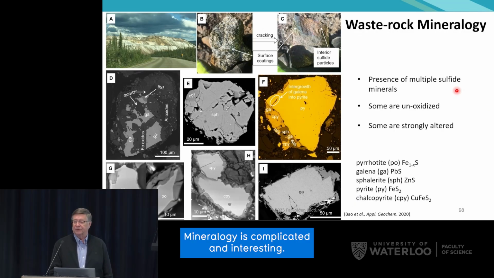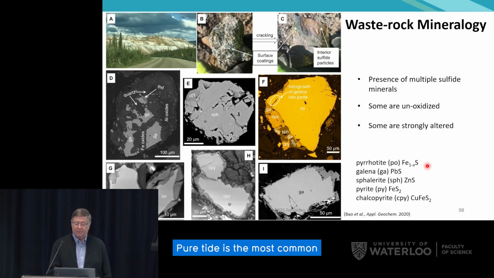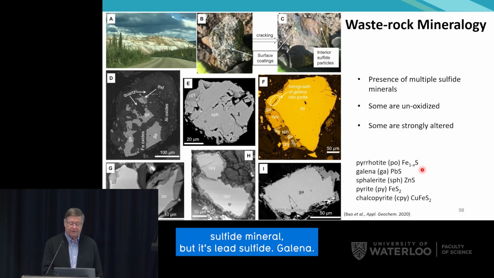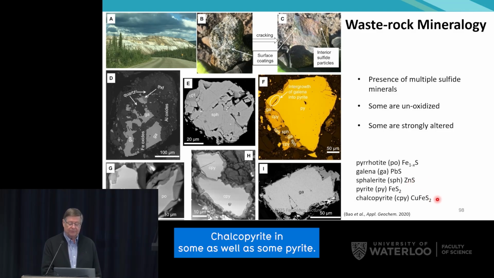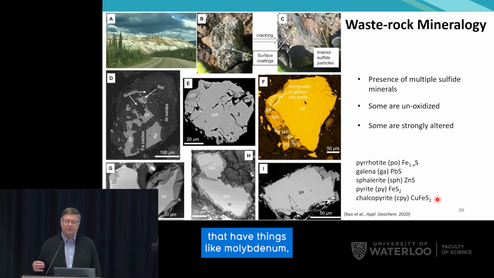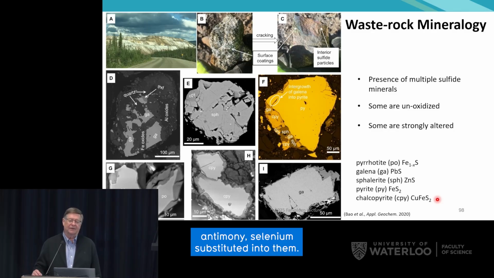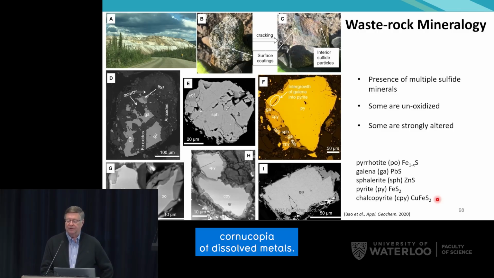The mineralogy is complicated and interesting. There's lots of different sulfide minerals. Pyrrhotite is the most common sulfide mineral, but there's lead sulfide, galena, zinc sulfide, sphalerite, chalcopyrite, as well as some pyrite. So there's lots of different elements in the water. There's a variety of different sulfate salts that have things like molybdenum, antimony, selenium substituted into them, so it's a real cornucopia of dissolved metals.